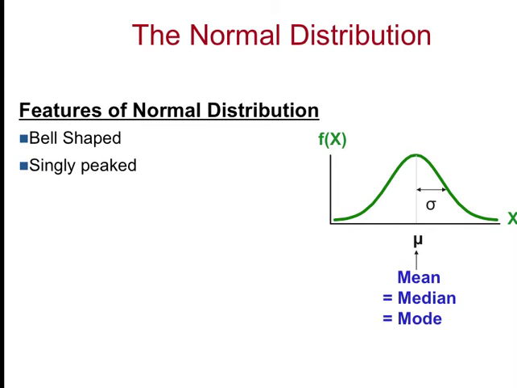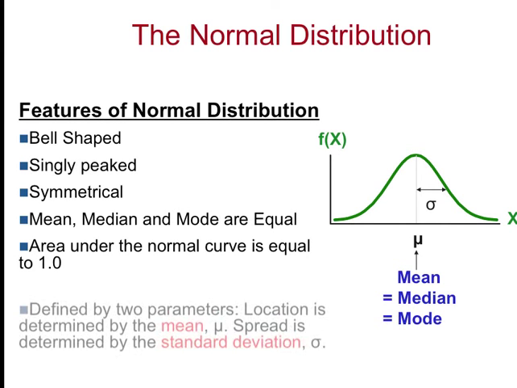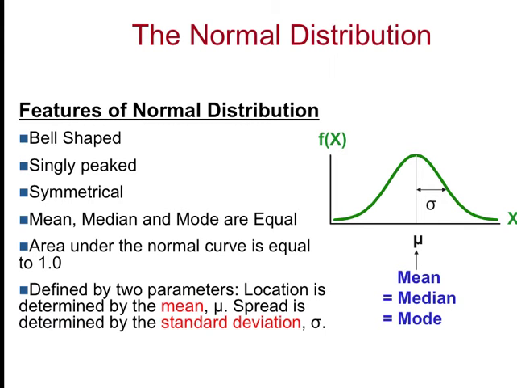It has a single peak. It's symmetric around the mean. The mean, median, and mode are equal. The area under the normal curve is equal to 1. Normal distributions are defined by two parameters, the mean and the standard deviation. Changing the mu, which is the mean, shifts the distribution either to the left or to the right, while changing sigma, which is the standard deviation, increases or decreases the spread of the distribution.